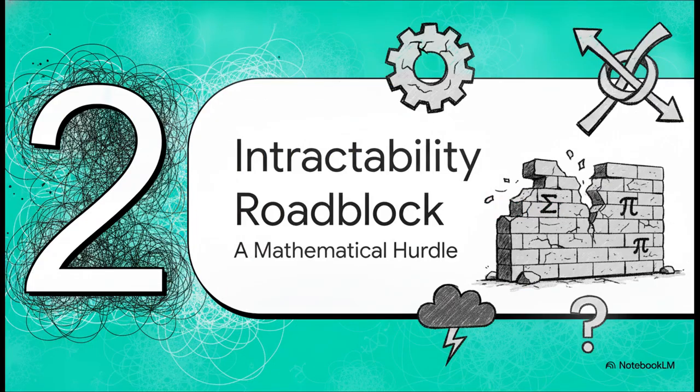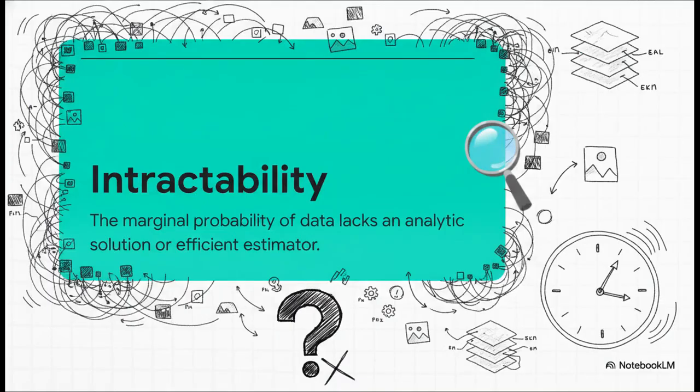Which brings us to part 2, the intractability roadblock. Here's the thing. When researchers first tried building models to uncover these hidden causes, they hit a massive brick wall. It comes down to this concept called intractability. Basically, to train these models, you have to calculate the probability of the data under your model. To do that perfectly, you'd literally have to consider every single possible combination of hidden variables that could have resulted in the data. And for high-dimensional data, like images, well, you end up with an integral that just lacks an analytic solution. There's no neat little formula.